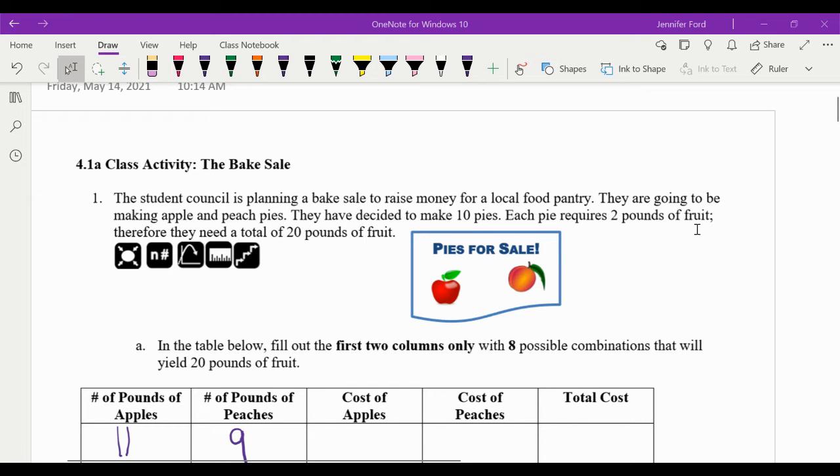Hi, I am just checking in to make sure that this activity, the bake sale problem, makes sense. I'm not going to do the whole thing, but here we go.